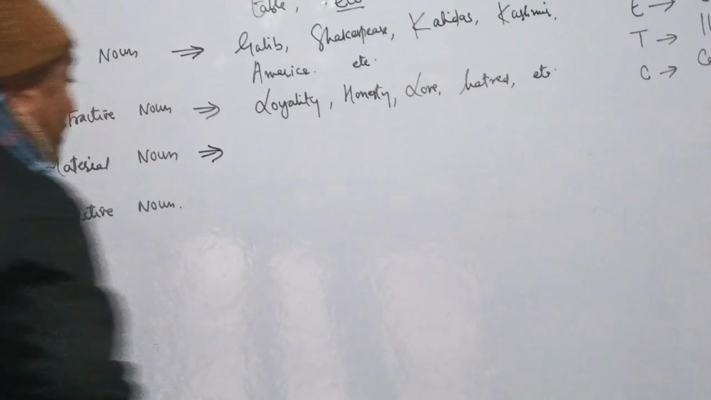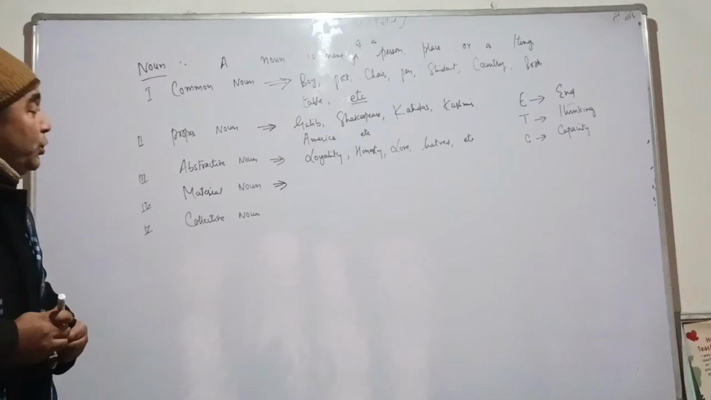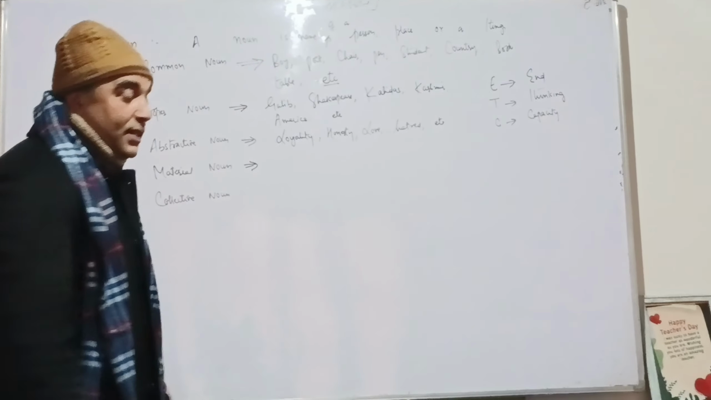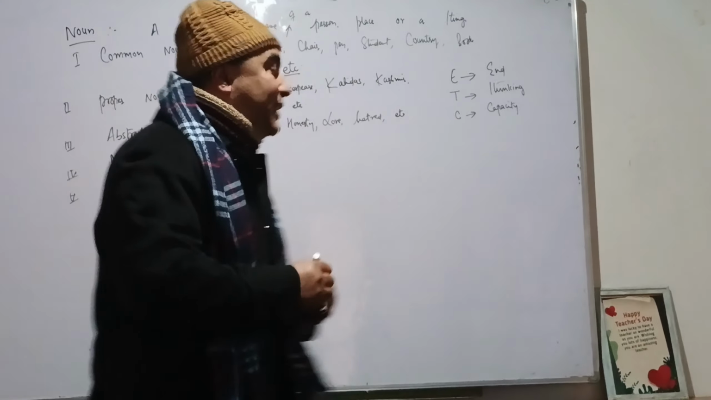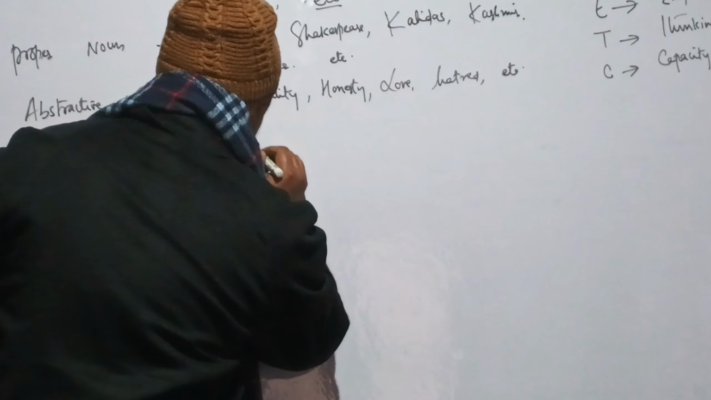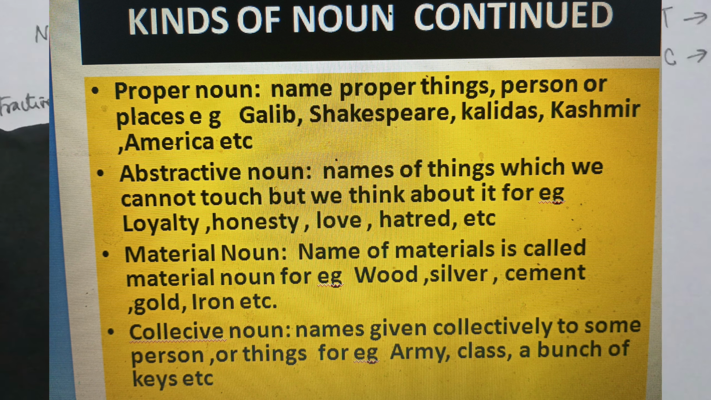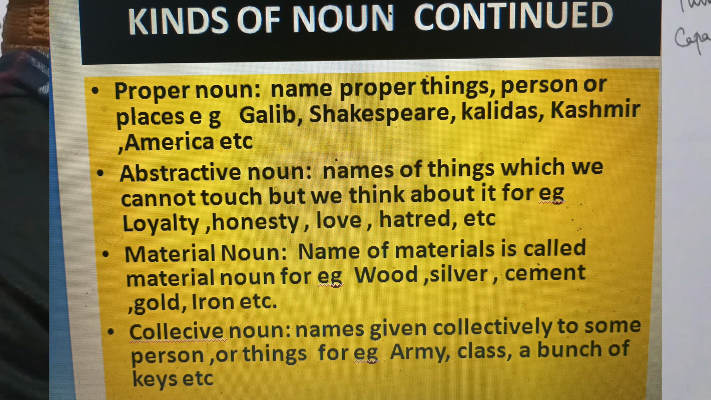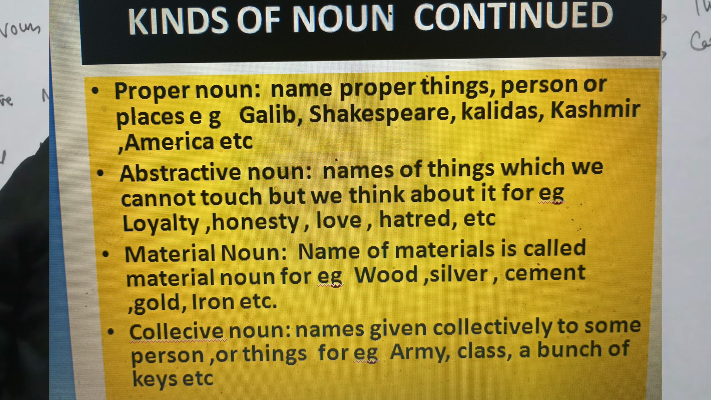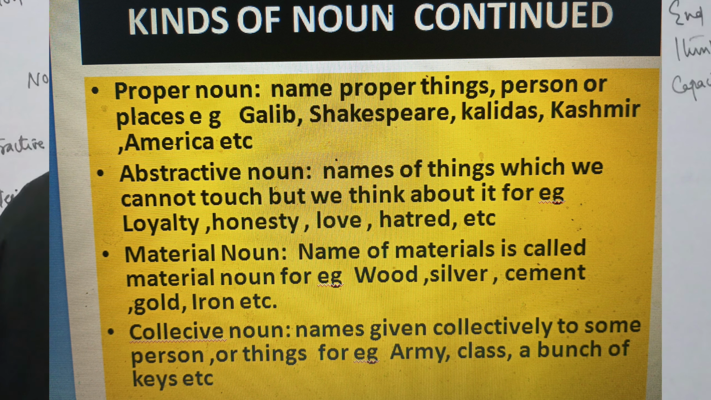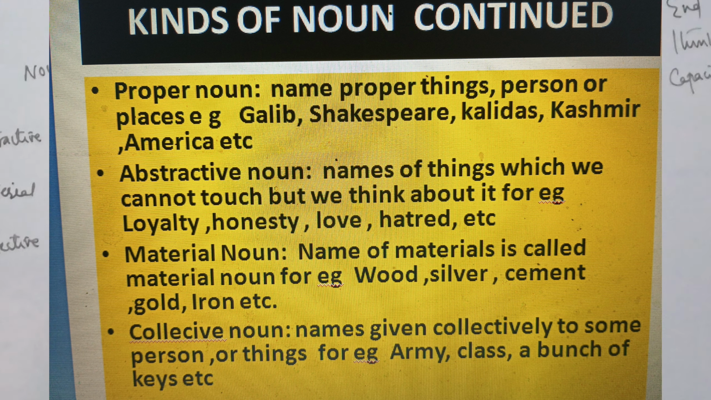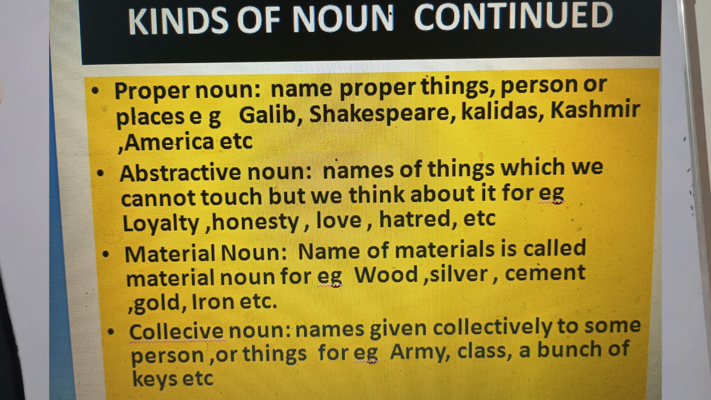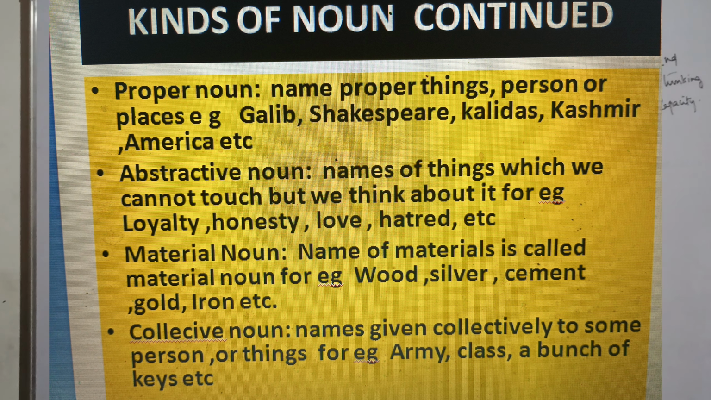Then you have the material noun. What do you mean by the material noun? The noun which is associated with the materials. For example, gold, silver, wood, cement, iron, etc. These are the examples of the material noun.